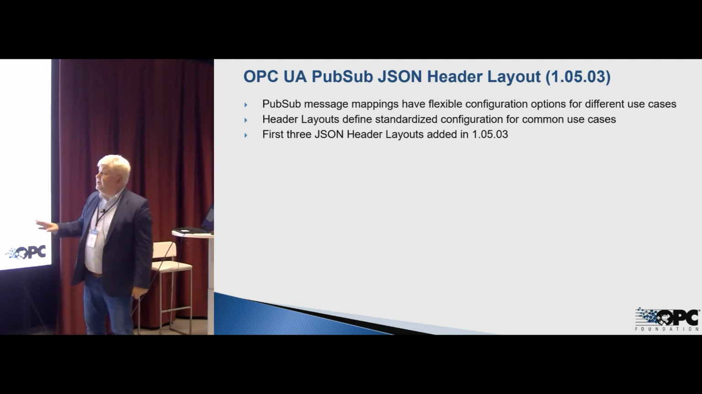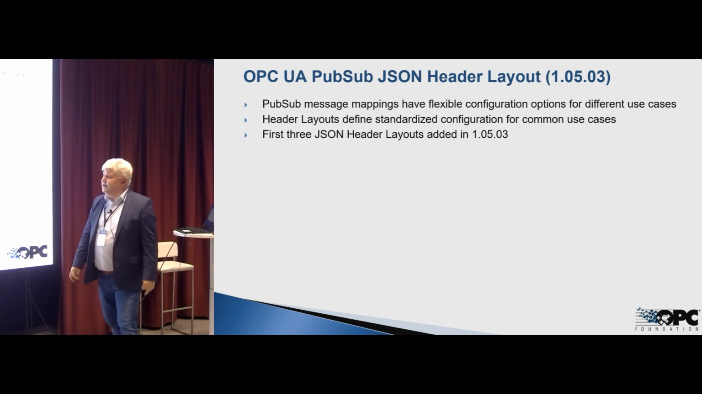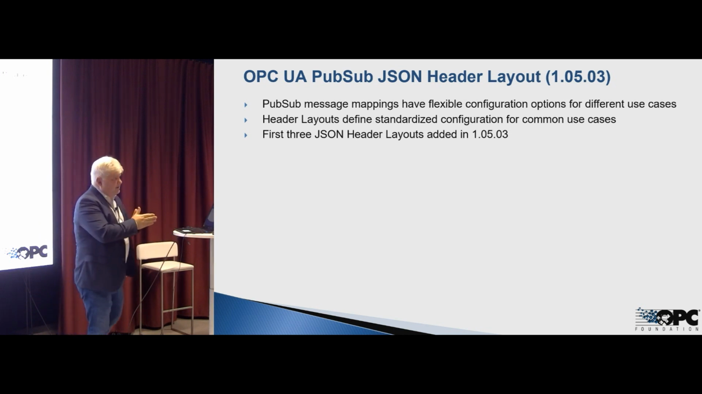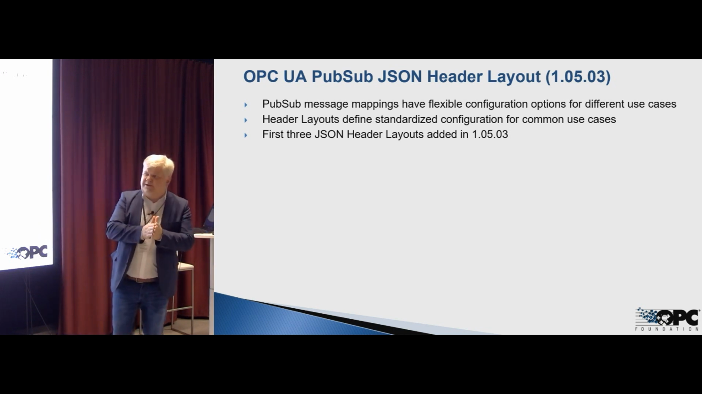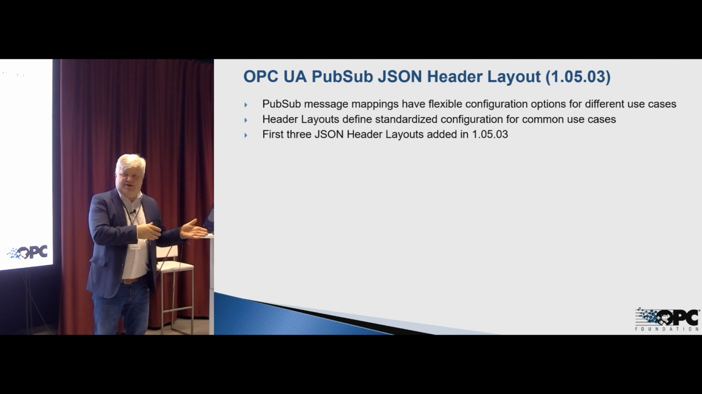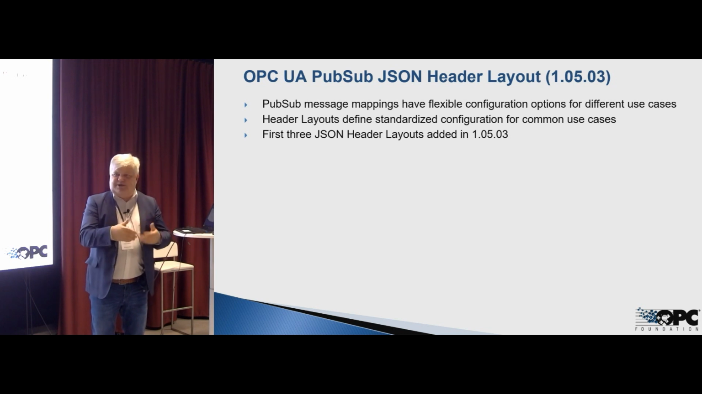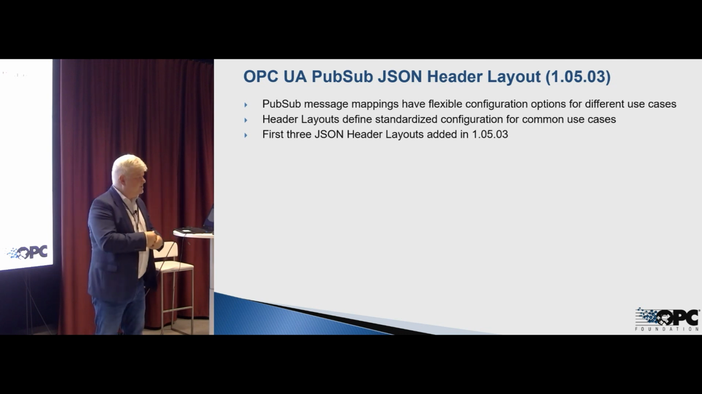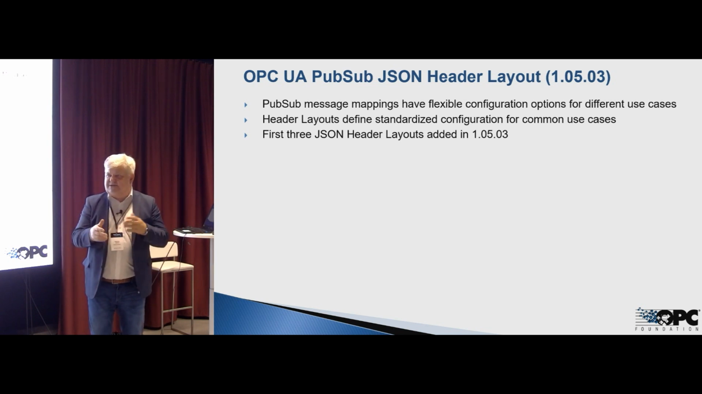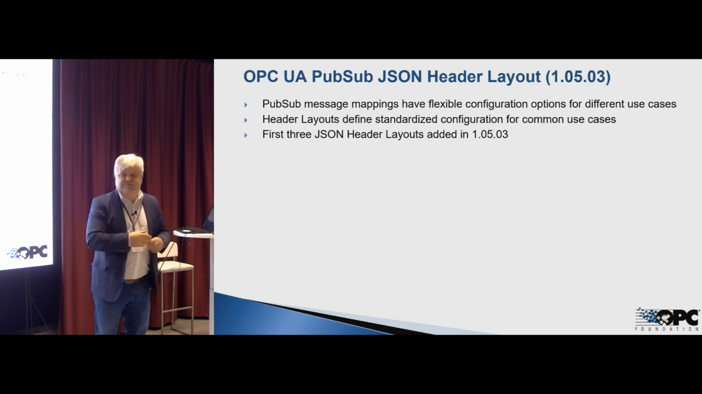The second topic, the JSON header layout, is... I mentioned earlier that we need a lot of flexibility in our messaging formats in the payload to address the use cases of having a cyclic high-speed communication for motion control applications, but on the other side, IT applications that need maybe a different level of content in a message.